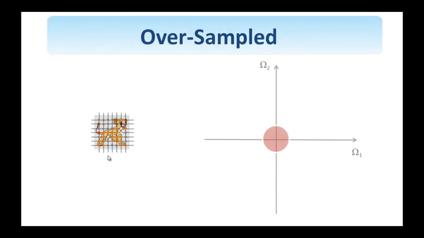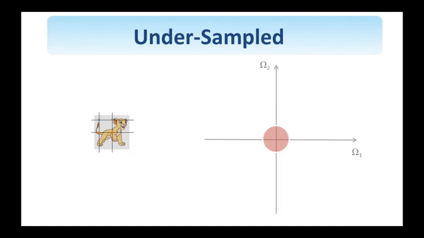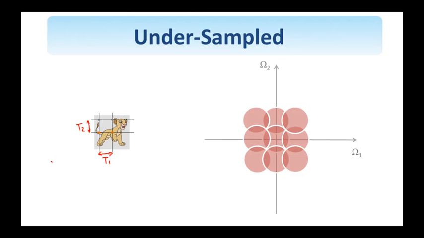If I use smaller T1, T2 sampling periods than in the previous case, then when I look at the spectrum of the discrete signal, it's going to look like this. And in this case, I've used more samples than I needed to represent accurately the continuous image. I have oversampled. If I go the other direction and use sampling periods T1, T2 which are greater than the periods used for critical sampling, then if I look at the spectrum of the discrete image, it looks like this.